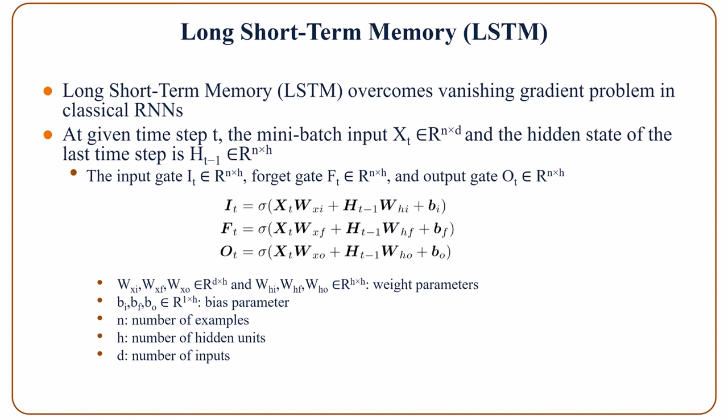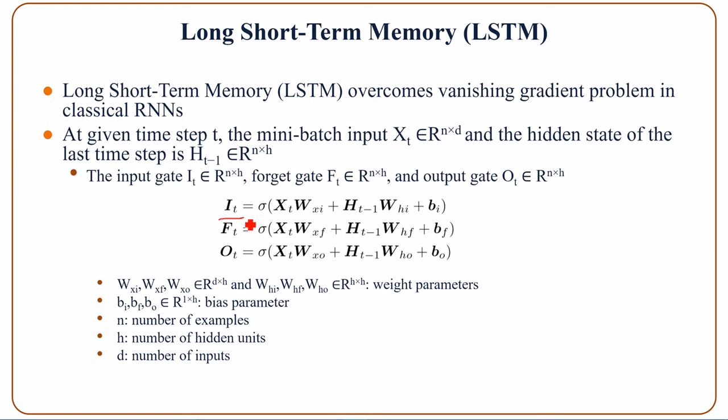We denote the input gate using the letter I, the forget gate using the letter F, and the output gate using the letter O. All the gate values at the time step t have the same shapes of size n by h, where n is the number of examples or instances, and h is the number of hidden units. Now let's have a look at each of them.